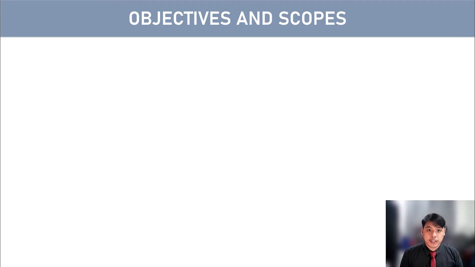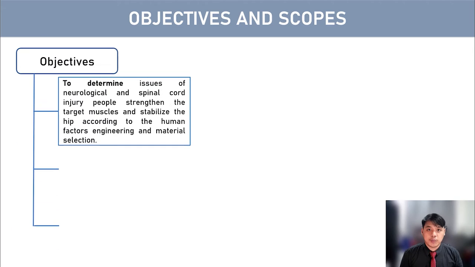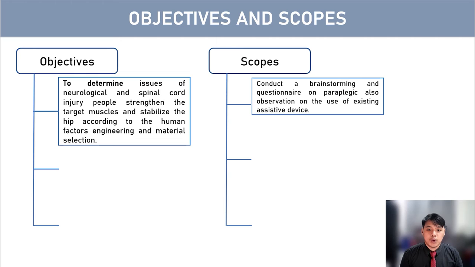Next is the objective and scopes for this project. The first objective is to determine issues of neurological and spinal cord injury people, strengthen the target muscle and stabilize the hip according to the human factors engineering and material selection. The scopes: conduct a brainstorming and questionnaire on paraplegic, also observation on the use of existing assistive device.